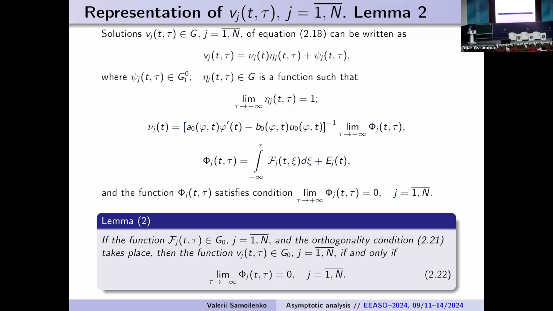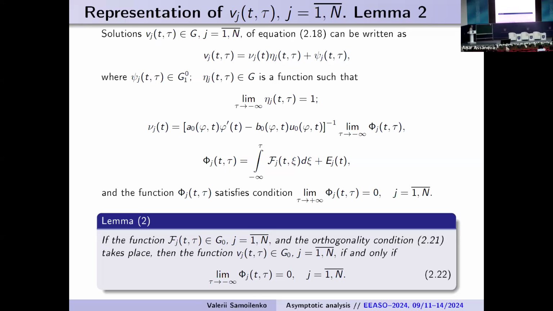There is a small mistake. Function eta belongs to space G, and this function has these properties. And later some elements of the formula of this representation are described. I also recall some simple results from the theory of functions.